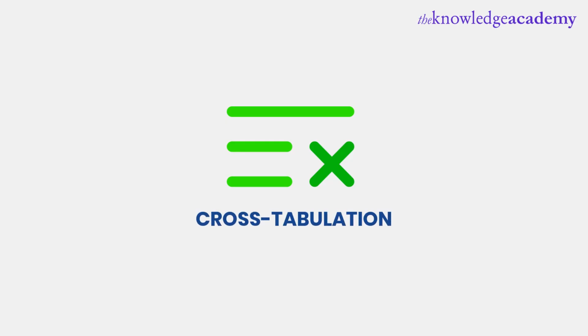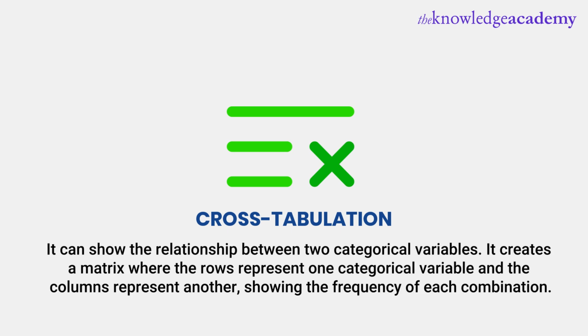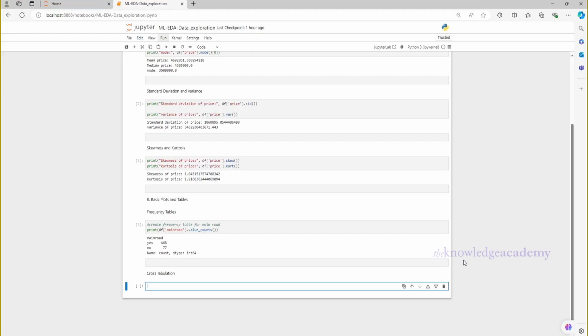Next, cross-tabulation. Cross-tabulation can show the relationship between two categorical variables. It creates a matrix where the rows represent one categorical variable and the columns represent another, showing the frequency of each combination. Now let's take an example to know how we can make a cross-tabulation.